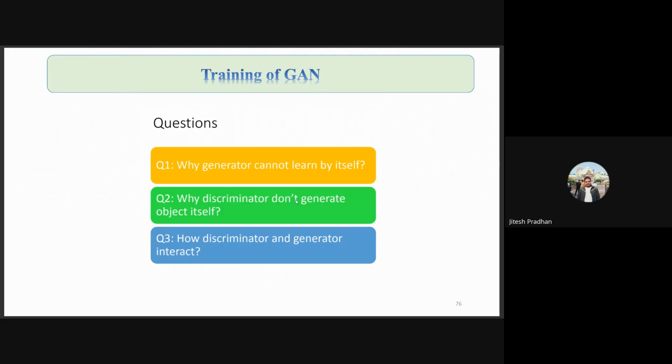Okay, why can the discriminator not generate objects itself? Because the discriminator is a classifier. It has been designed just to detect and classify whether something is real or fake. That's why it cannot generate objects itself.